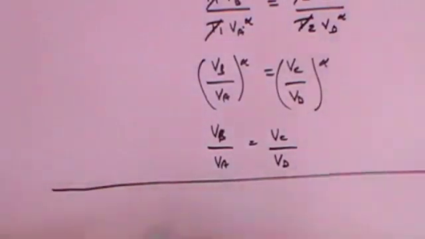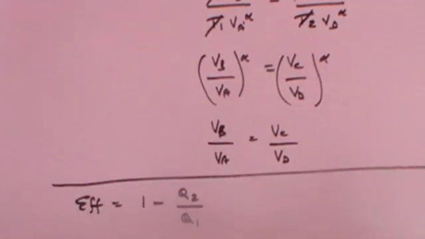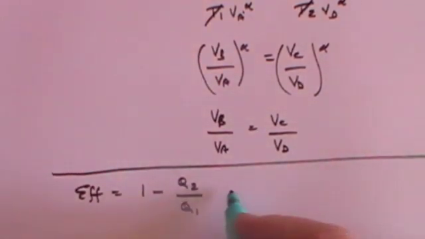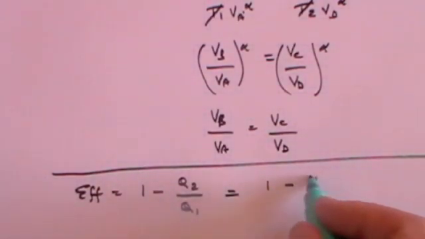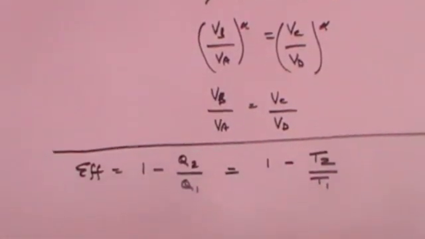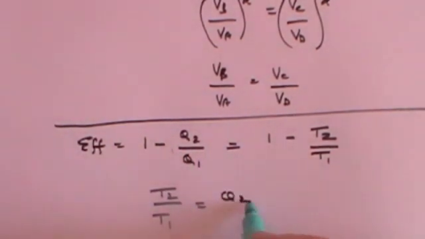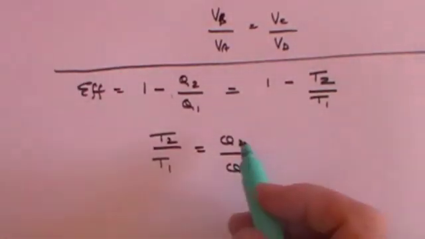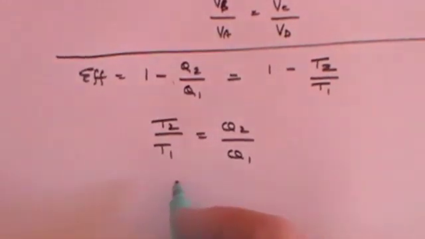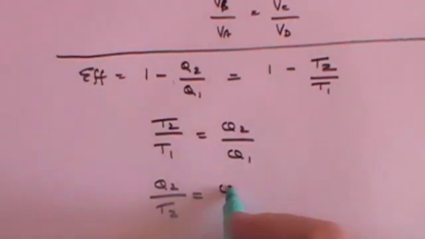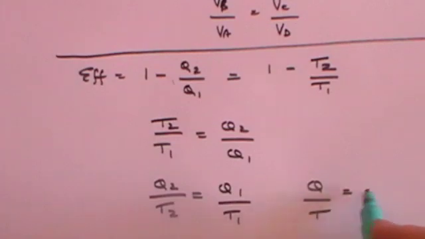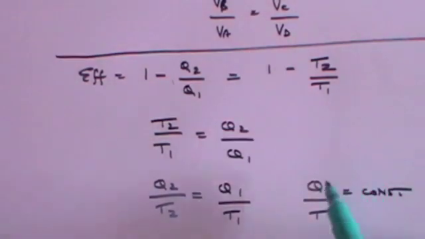So, now we've managed to show that the efficiency of an engine is equal to 1 minus Q2 over Q1, that is the heat out divided by the heat in, but we just showed that it's also equal to 1 minus T2 over T1. And if that's the case, then this term must equal that term. T2 over T1 equals Q2 over Q1. And if you rearrange that, you get that Q2 divided by T2 is equal to Q1 over T1. Q over T is a constant. And I am going to give that value of Q over T, that constant value, a name. I'm going to call it entropy.